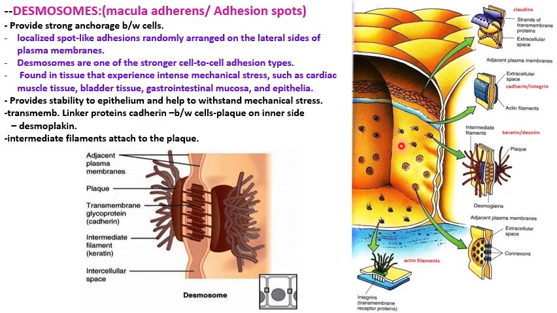They are these circular plaques that are found on the lateral surface with intermediate filaments present on it, which are the keratin filaments. And these desmoplakins are interconnected by these link proteins, which are called cadherins. The intermediate filaments are attached to the desmoplakin, thus maintaining the cytoskeleton of the cell.